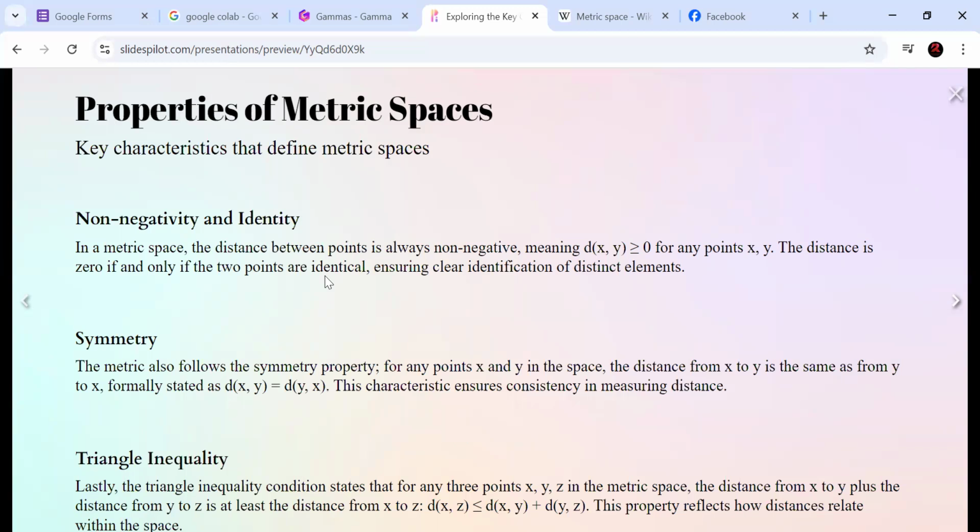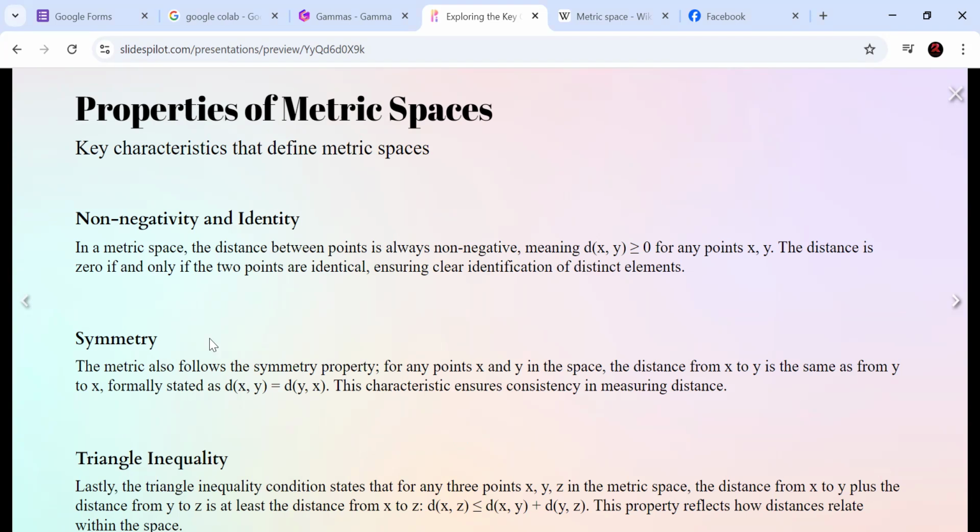When one point overlaps another point, the distance will be 0. Otherwise, if x and y are not equal, the distance will be greater than 0. So this ensures the clear identification of distinct elements. The second is symmetry.